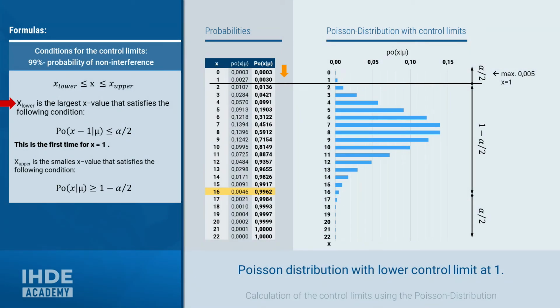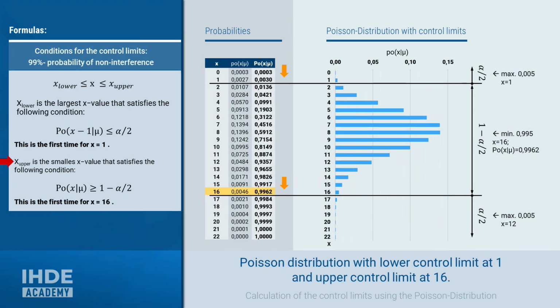Back to the lower control limit. Based on the selected non-interference probability, we are looking for the x value for which the following condition is met for the first time. X lower is the largest value of the cumulative probability, capital P(x), which is equal to or smaller than alpha half. So the value that is for the first time equal to or less than 0.005. This is the case when x equals 1. So the lower control limit for the control chart is 1.